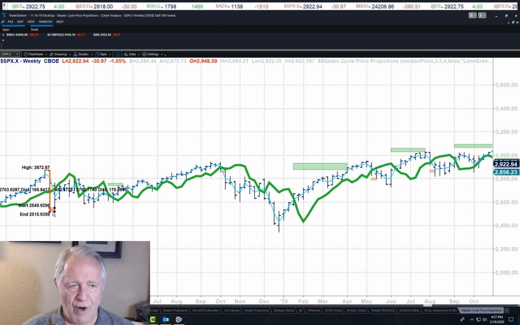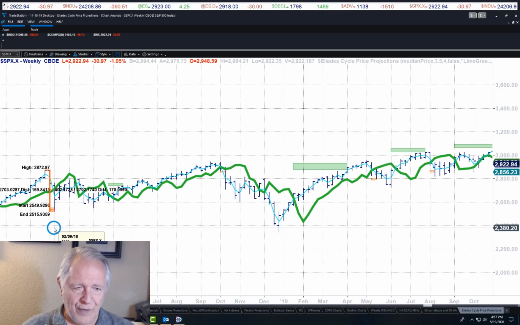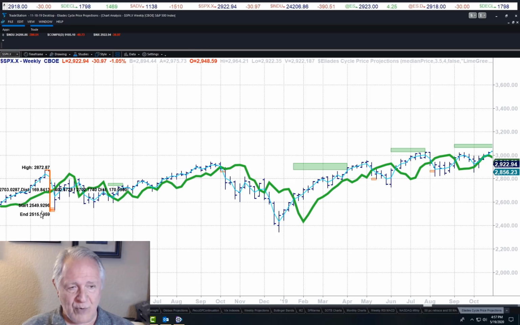The projection called for 25.49, or let's say 25.50 down to 25.15. The low for that week was... No, that's the wrong one. The low for the week was 25.32.69. Right in between these two projected lows, the projection range that we gave for that.